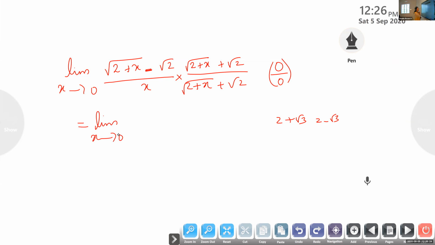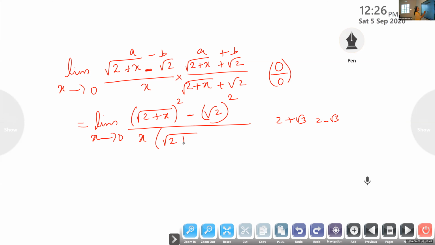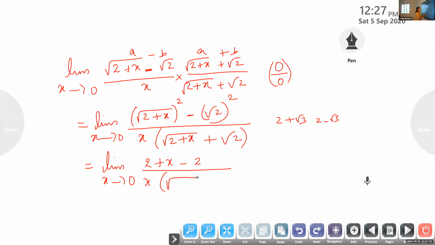Now look at the numerator. It takes the form a square minus b square, because it is in the form a plus b into a minus b. So it is root of 2 plus x whole square minus root 2 whole square, by denominator x into root of 2 plus x plus root 2. So this is same as limit x tending to 0, root and square will get cancelled. So we'll get 2 plus x minus 2 by x into root of 2 plus x plus root 2.